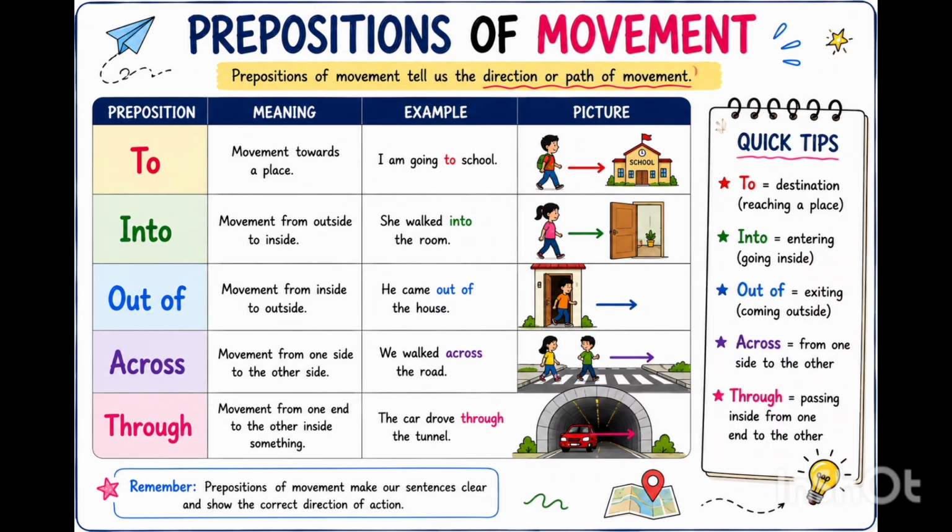Remember, to means destination, into means entering, out of means exiting, across means crossing, and through means passing inside. These prepositions make our English more accurate and natural.